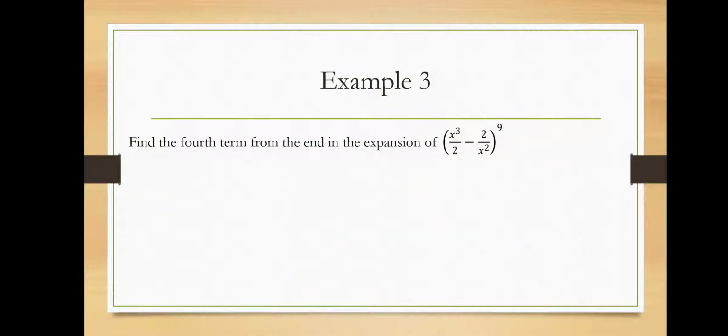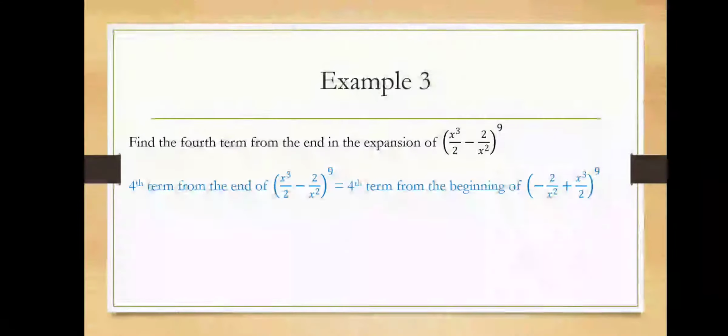So therefore, if I reverse the order, then it becomes something like this, that is minus 2 by x square plus x cube by 2 whole to the power 9, right?